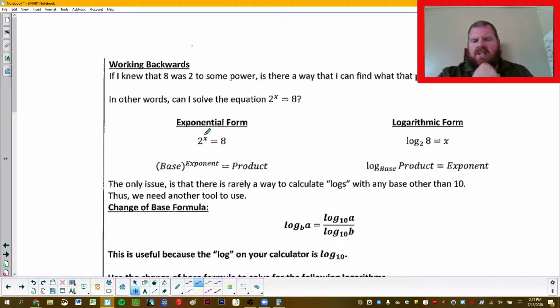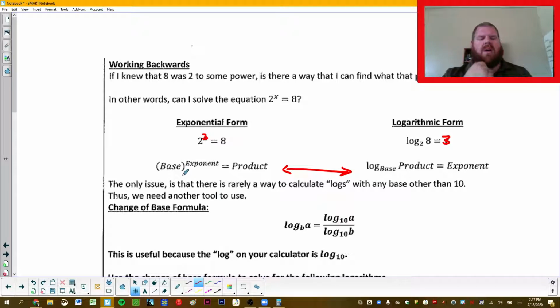In this situation, the power is 3. That's a great way to show that that's in the exponent. The power is 3. 2 to the third power is 8. And if I found the solution to log base 2 of 8, it would tell me that it's 3. So these two things work hand in hand.